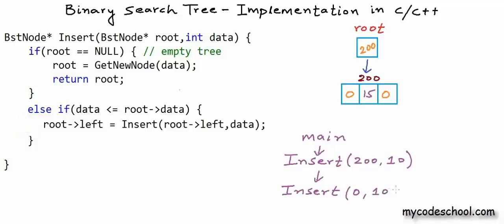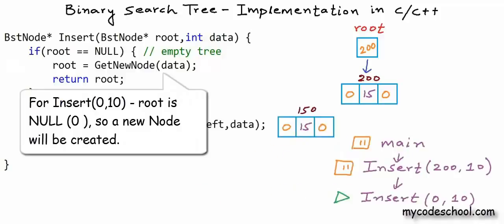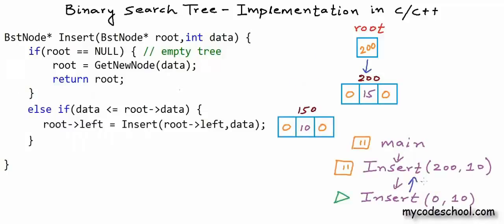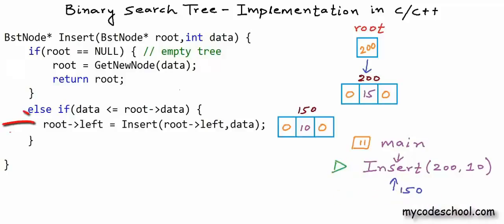Data to be inserted passed as argument is 10. Now this first insert call will wait for this insert below to finish and return. For this last insert call, root is null. Let's say we got this node at address 150. Now this insert call will return back 150, and execution of the first insert call will resume at this line.